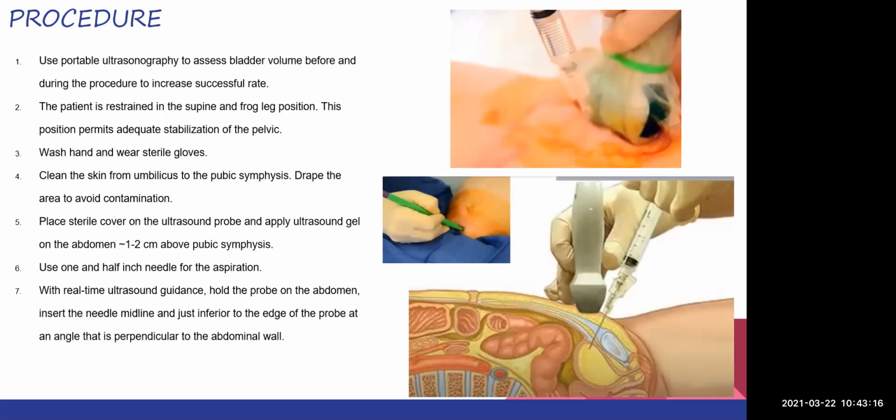Wash hands and wear sterile gloves and clean the skin from the umbilicus to the pubic symphysis. Drape the area to avoid contamination. Place sterile cover on the ultrasound probe and apply ultrasound gel on the abdomen around 1 to 2 centimeters above the pubic symphysis. Use a 1.5-inch needle for the aspiration, and with the help of real-time ultrasound guidance, hold the probe on the abdomen, insert the needle midline and just inferior to the edge of the probe at an angle that is perpendicular to the abdominal wall. Okay, so that's it for suprapubic aspiration.